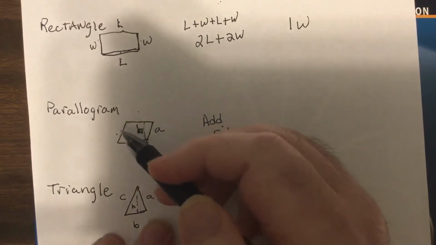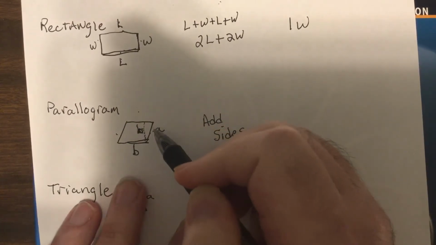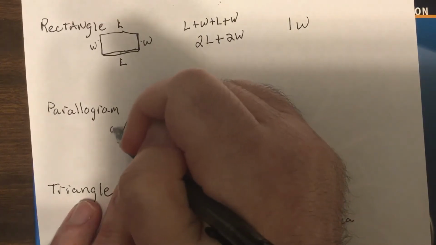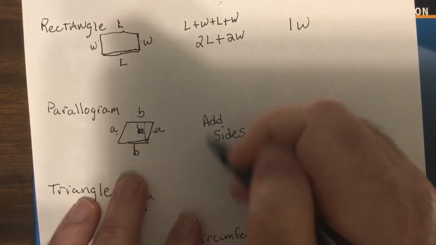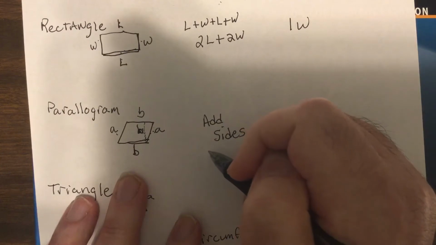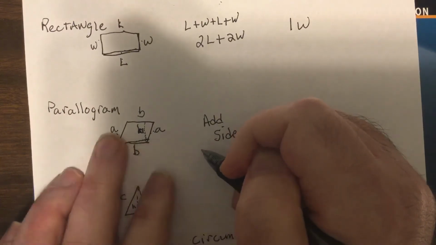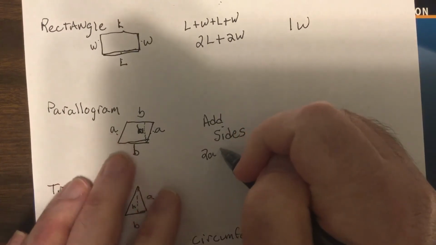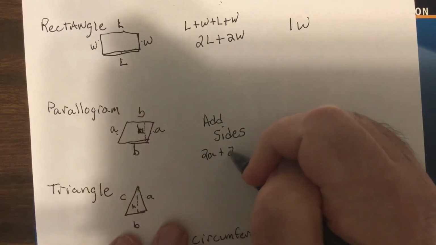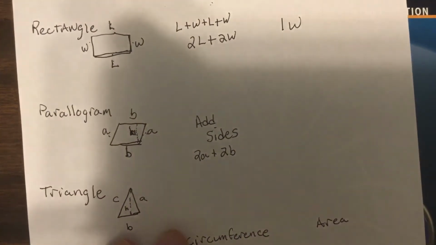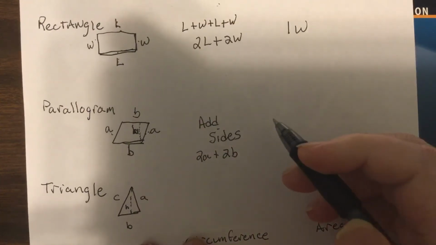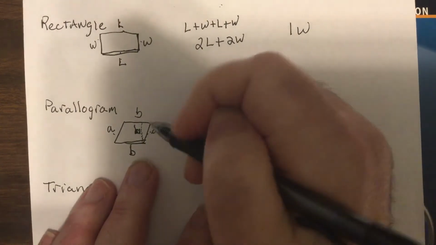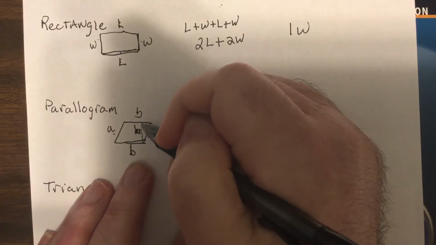Parallelogram: opposite sides are the same distance. So if I call this distance A, this would be A, this would be B. So just add up the sides, or it'd be A plus A is 2A, plus B is 2B, if you want to do formulas. But for perimeter, I just add up the sides. Why worry about formulas?